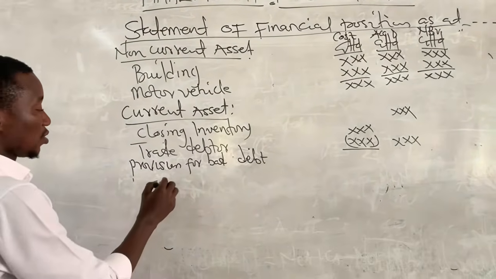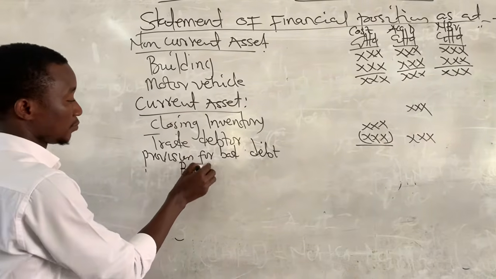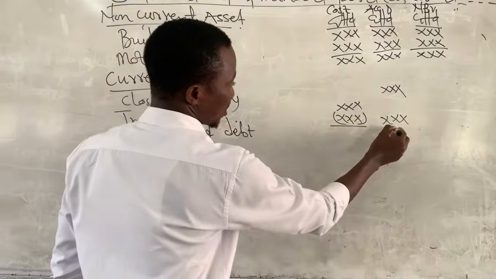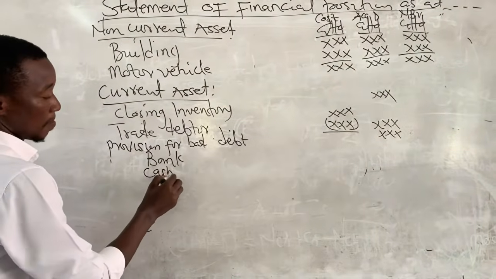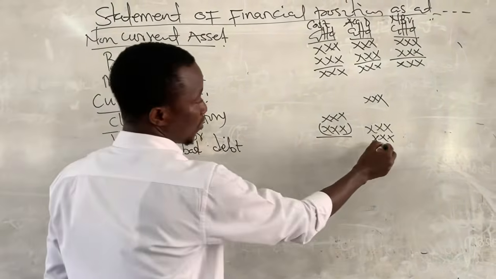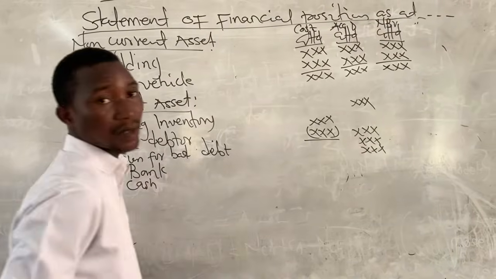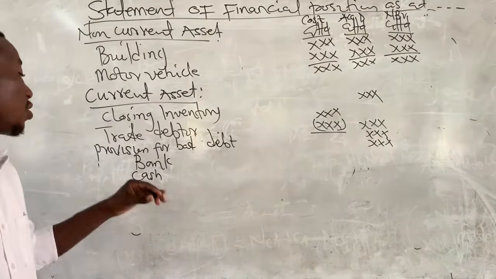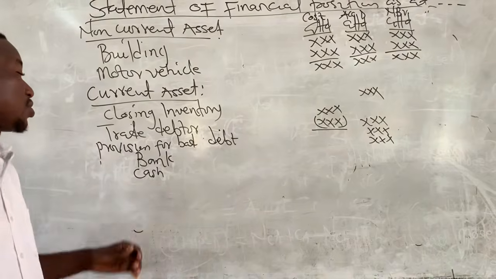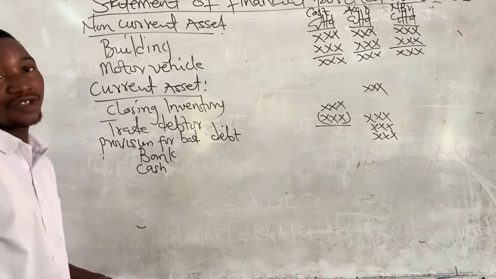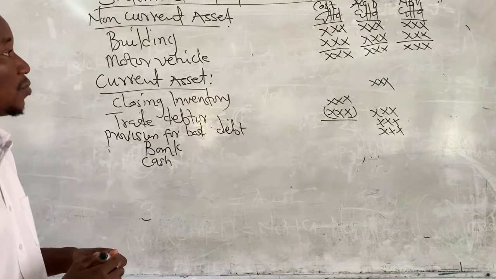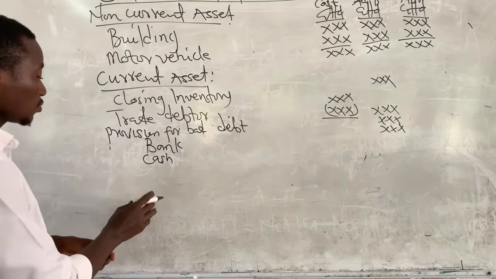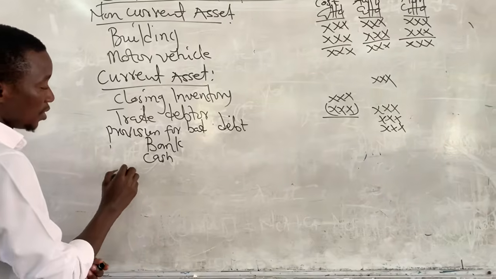Is that okay? After that, we consider bank. Bring your bank balance. If there is any cash balance, you also bring it. But sometimes the proprietor may decide to make drawings of his cash. If that happens, you have to take the cash drawings from the cash amount before you actually present it. Is that okay? And if there is any expenses prepaid to you, add it.